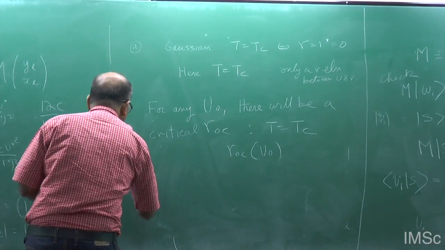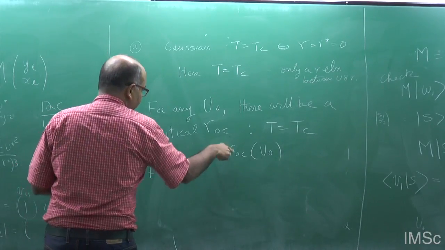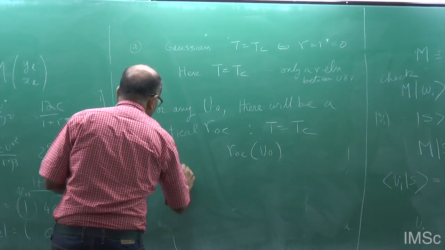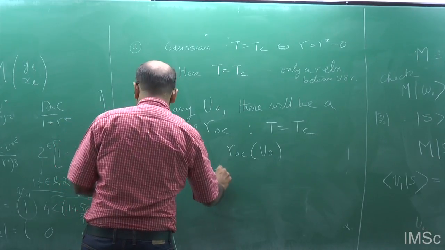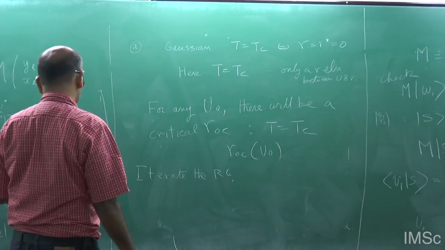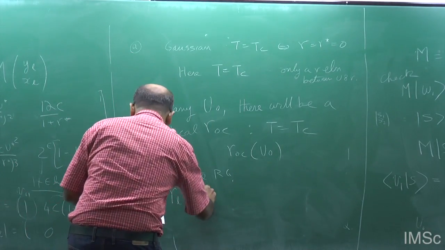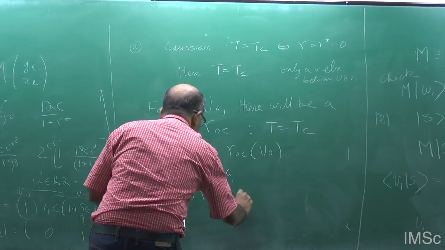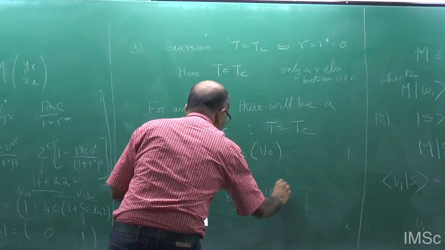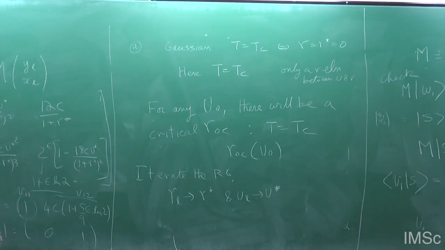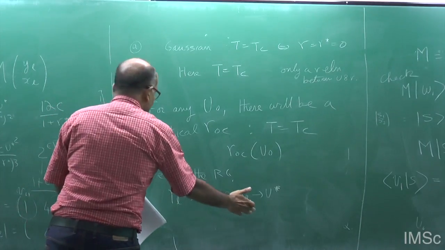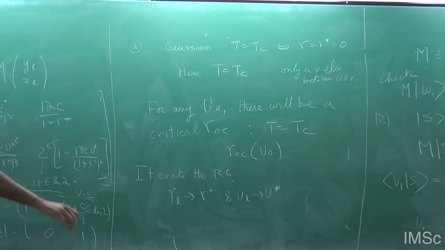Okay, so now you choose that value and iterate the RG. What you expect is that R_L will go to R star and U_L will go to U star. That's the definition of being at the critical point. And we will see what this implies in a minute.